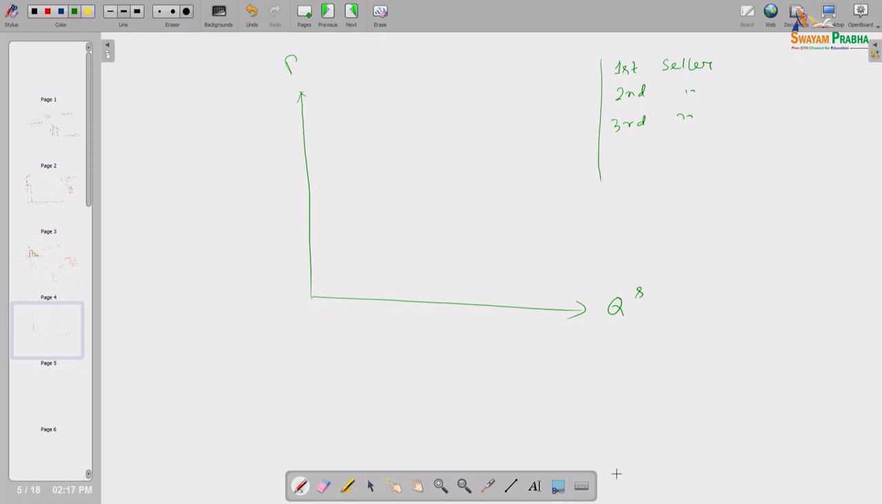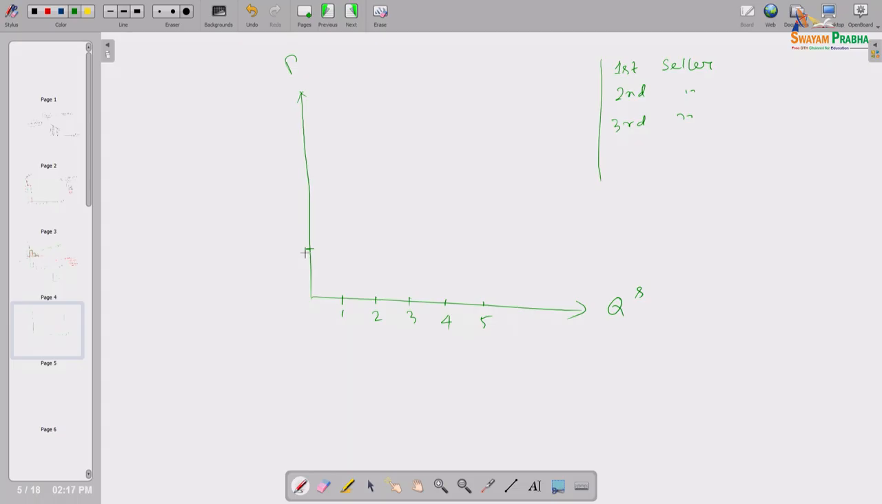So, the first seller's minimum cost, he needs at least this much price to be able to deliver that product, and again we are talking about discrete good only. So, this is 1, this is 2, this is 3, this is 4, this is 5, in that way it is going along the horizontal axis.